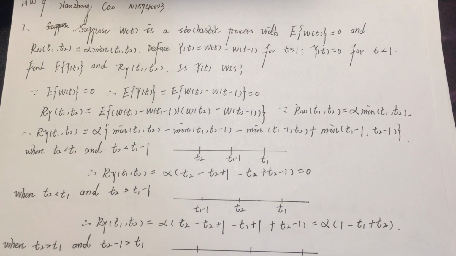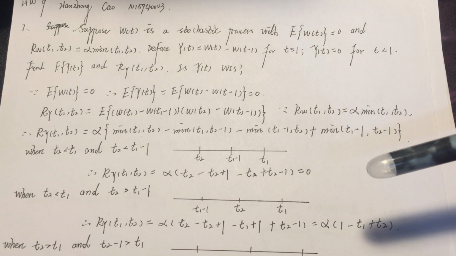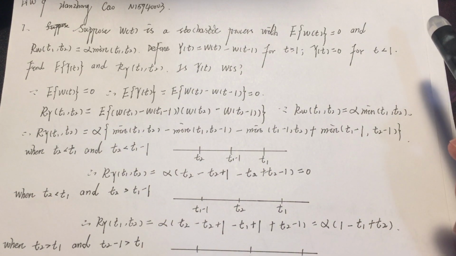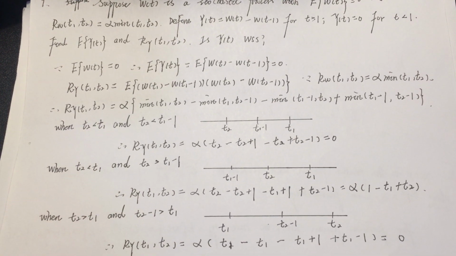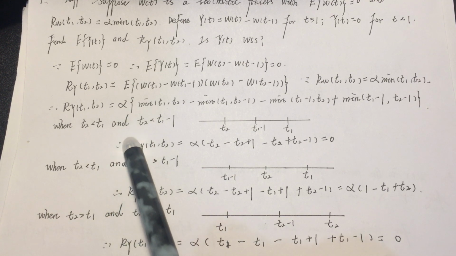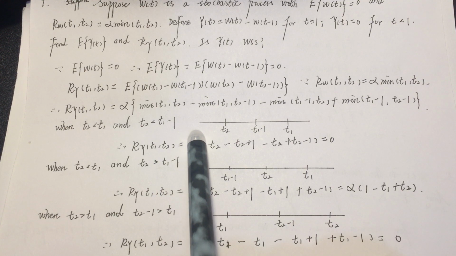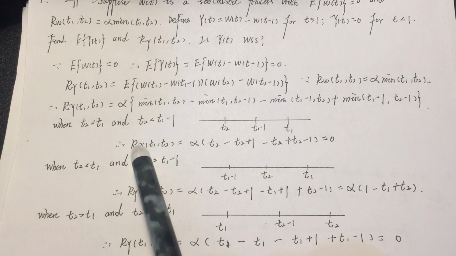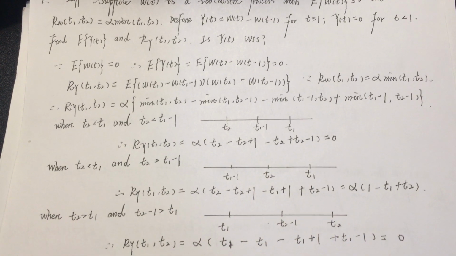So in this step, we need to identify the value of t1, t2 as following for 4 cases. When t2 is less than t1 and t2 is less than t1 minus 1, we can draw each point in the axis, and we know that R_Y, the above equation, equals 0.